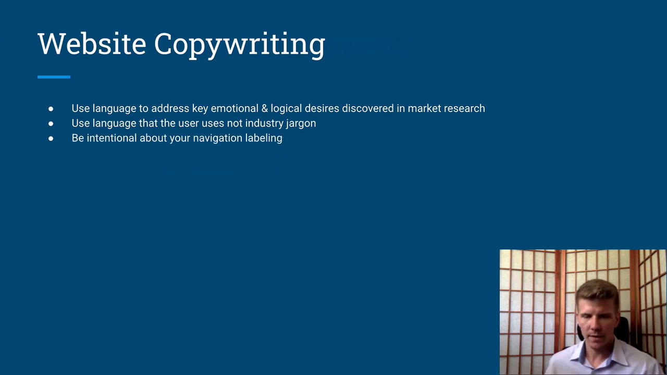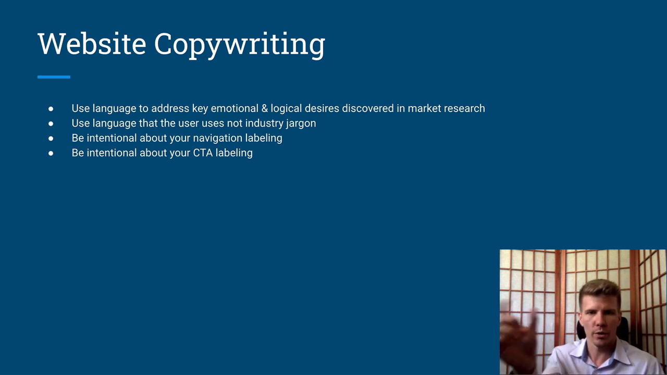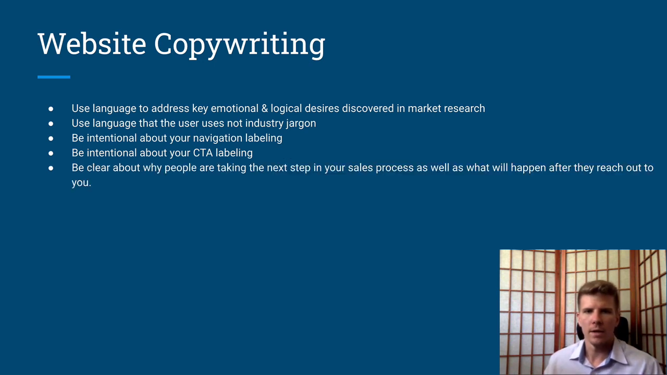Be intentional about your navigation labeling. So this is also important. If you're using navigation, have one or two phrases, make it very clear what they're going to do by hovering over or clicking on that link. Be very intentional with that. Be clear about why people are taking the next step in your sales process, as well as what will happen next for them. So that's exactly the example that I talked about with the little supporting text over the form. It's saying why they're doing it and what's going to happen next, and be very clear about it.